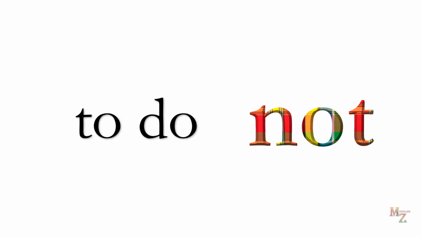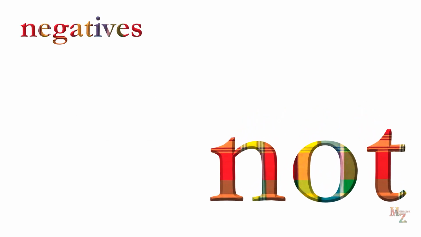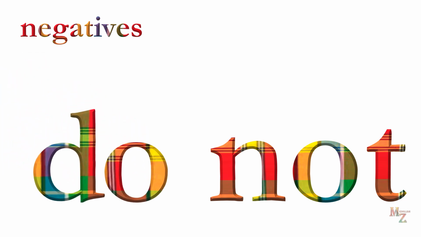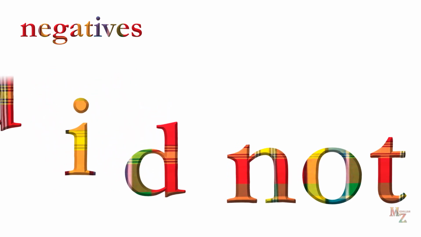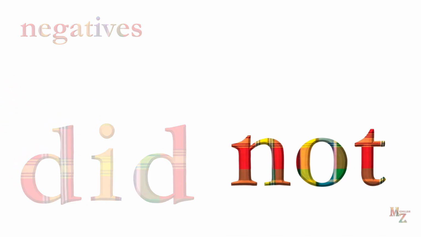The second uses the verb to do plus not. When we use to do and not, we use do not in the present tense and did not in the past tense.